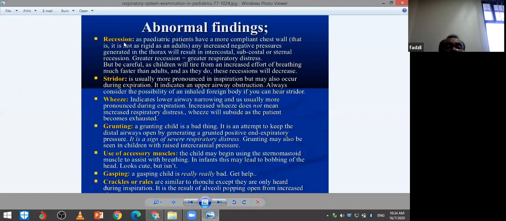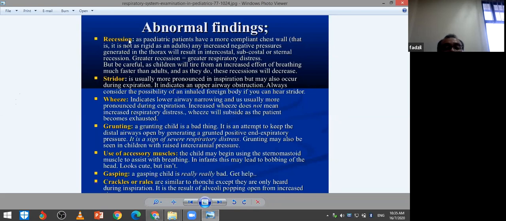So recession, abnormal finding. What abnormal finding do you look for in recession? Recession is very common in pediatrics because of the compliant chest wall. Unlike adults, whose chest wall is rigid, children are very compliant. So recession is very common in children. Intercostal recession, suprasternal recession, and also infrasternal recession. Very important. Subcostal, sometimes we call it subcostal recession. You must recognize that.